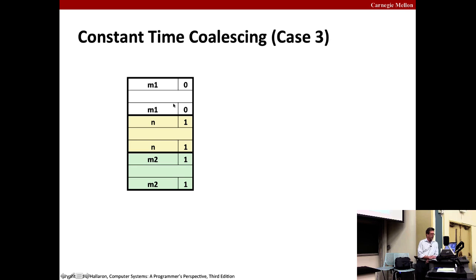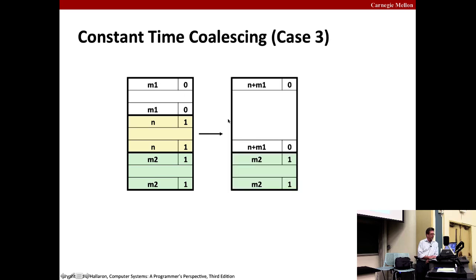Now in the case where the previous block is free, again we check the boundary tag footer and we see that it's free. So in this case we have to update the size of the header of the old previous block to create this new larger coalesced block. Okay, and we update the header and the boundary tag footer accordingly.